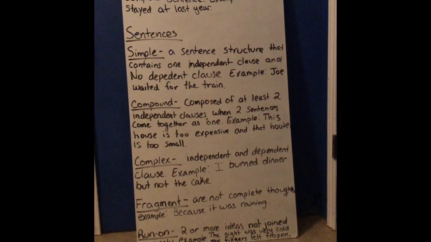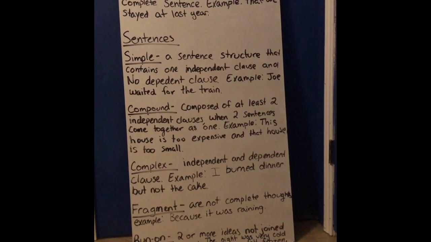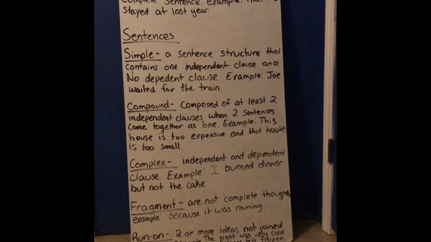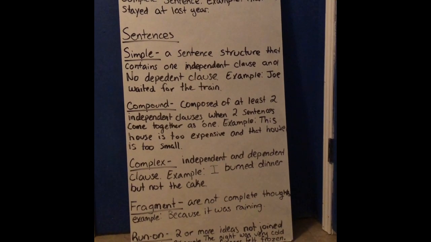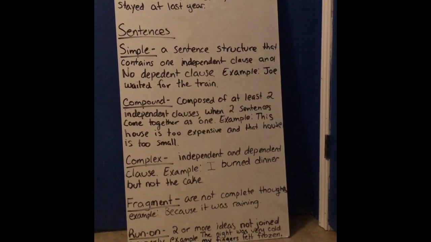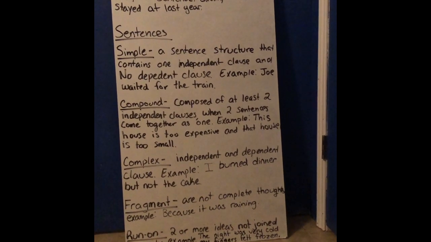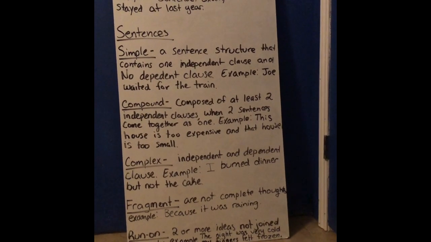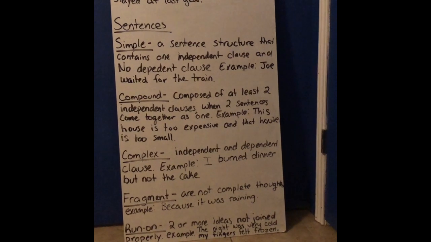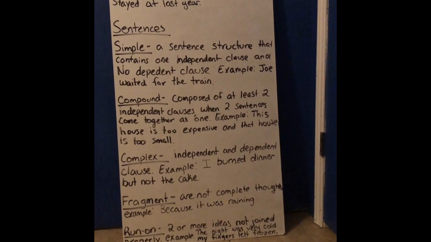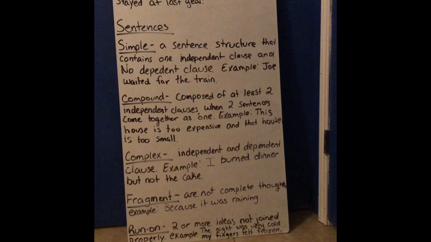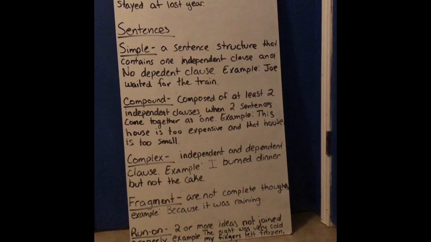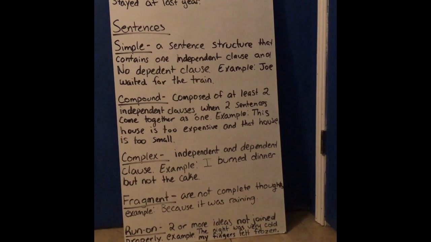Different types of sentences. A simple sentence is a sentence structure that contains one independent clause and no dependent clause. An example would be, Joe waited for the train. A compound sentence is composed of at least 2 independent clauses, when 2 sentences come together as one sentence. An example would be, this house is too expensive and that house is too small. A complex sentence has an independent and a dependent clause. An example would be, I burned dinner, but not the cake.